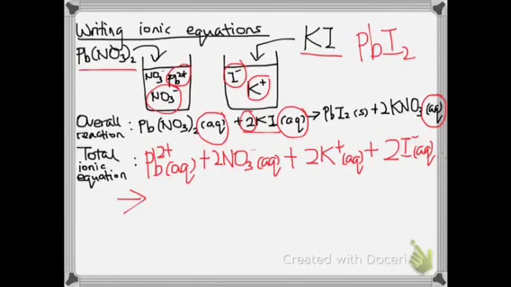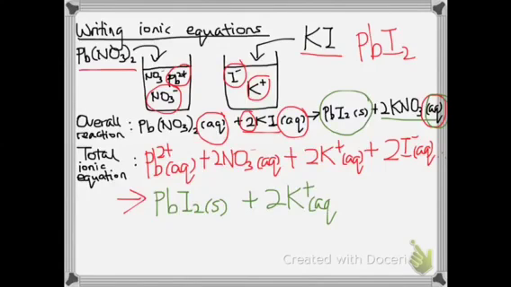Now let's take a look at the products. For the products, if we take a look at PbI2, it is a solid. It does not dissociate in water, therefore it will remain as PbI2 solid in the ionic equation. Now, for potassium nitrate, it is an aqueous compound, therefore it will dissociate to form 2 K+ aqueous and 2 nitrate ions aqueous. And this is your total ionic equation.